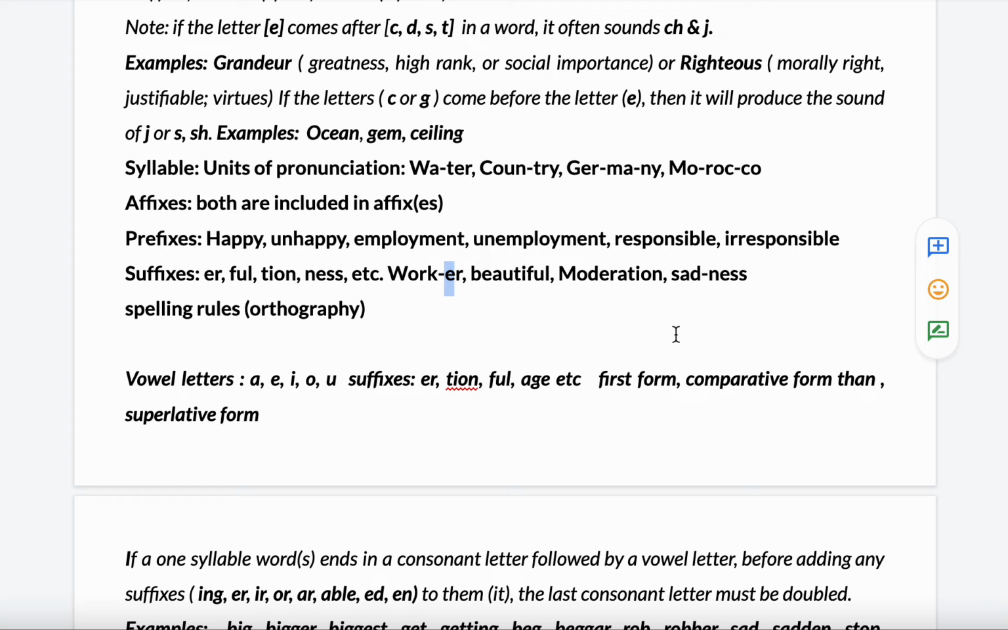And yeah, so let's talk about the last part. So it's vowel letters, A, E, I, O, U, suffixes. Suffixes that we put at the very end. For example, exaggerate, exaggeration, worker, beauty, beautiful, broker, brokerage, etc. So first form comparative, then support.